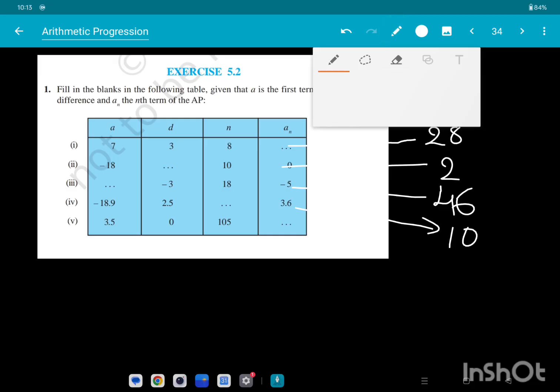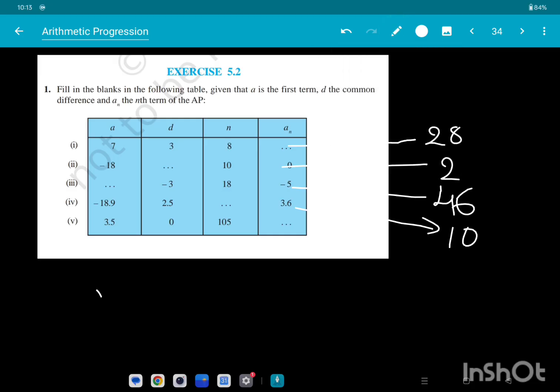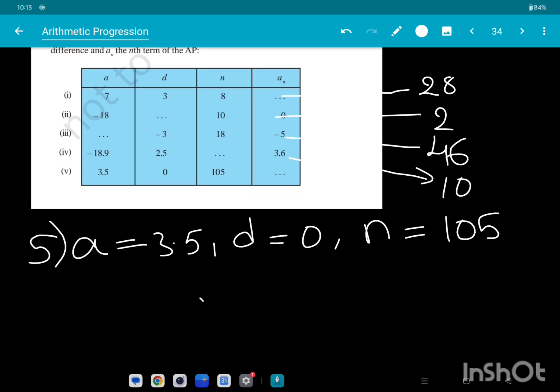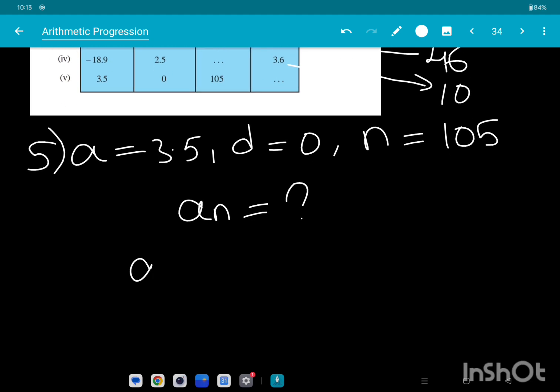Now we will see the fifth question. What is the fifth question here? a is equal to 3.5 and d is equal to 0, the common difference. So n is equal to 105, which means we need to find the 105th term. We need to find the an value here, by using the nth term formula, an is equal to a plus n minus 1 into d.